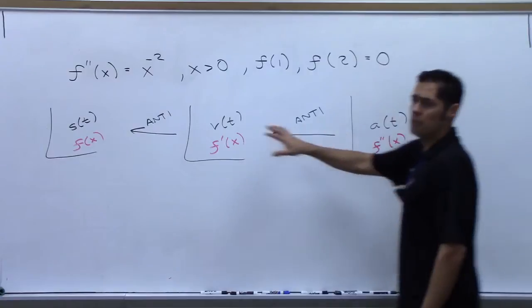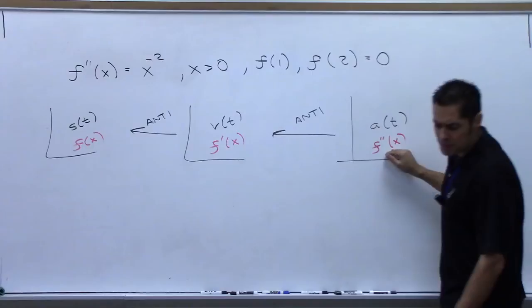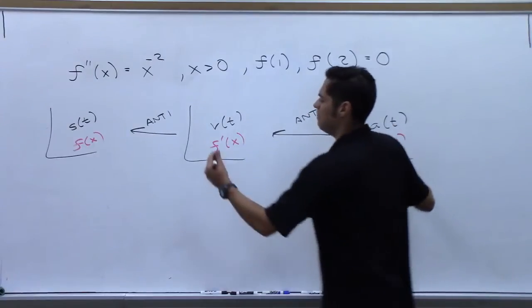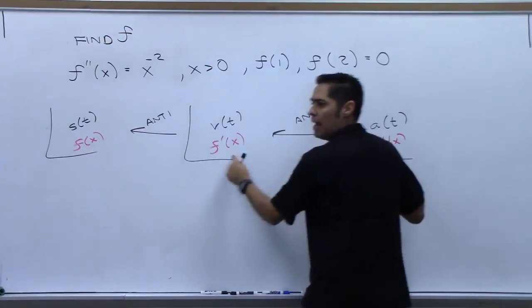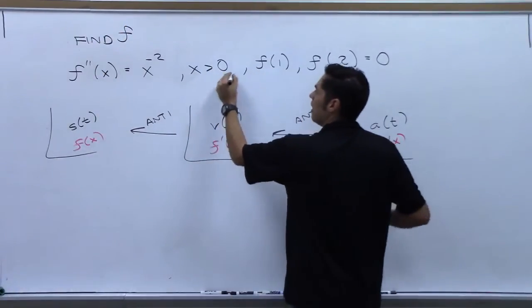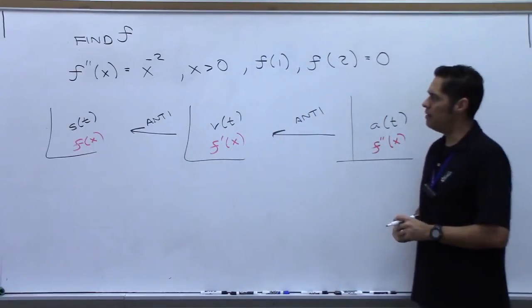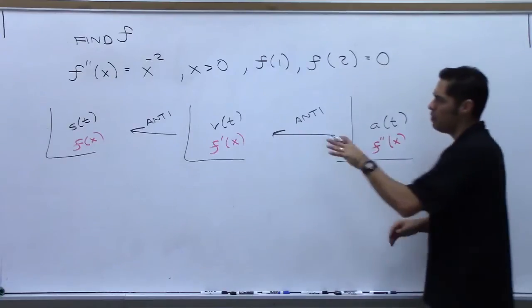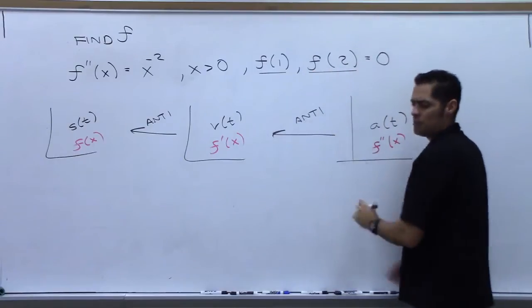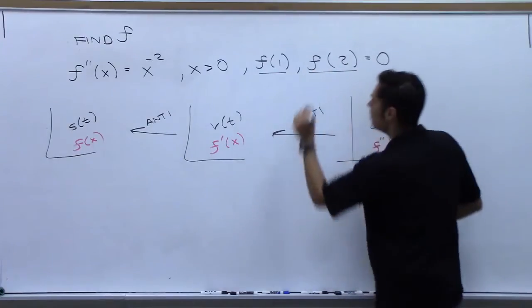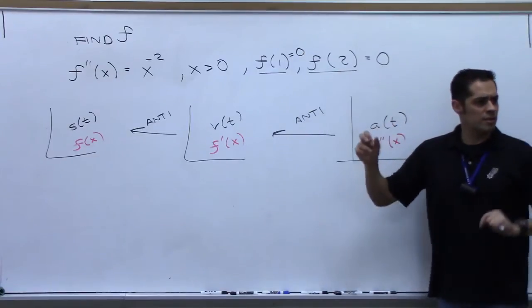So what they give you is this, which is this one here. And you're asked to go back and find f. So we've got to go from here all the way back, right? And they give you that x must be greater than 0. That's just because there's some issues with absolute values and stuff. We won't even really worry about this too much. But they give you these conditions. Oops, I forgot to write in here. f of 1 was 0.